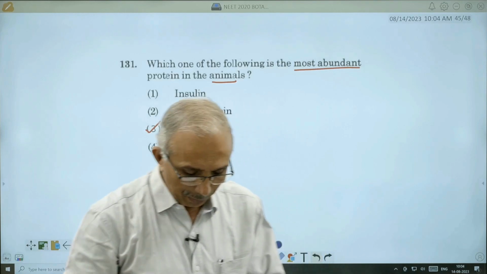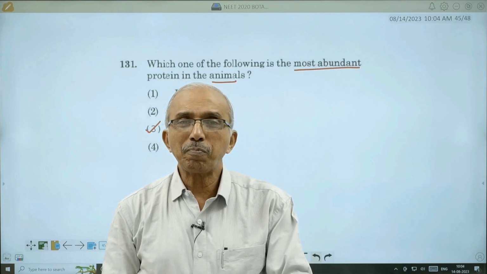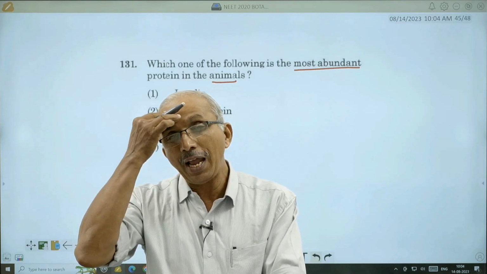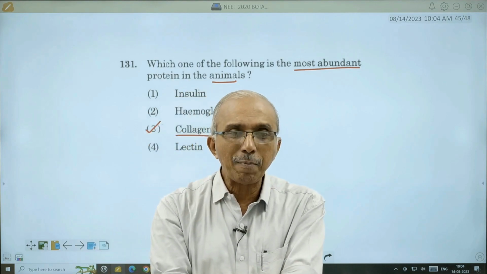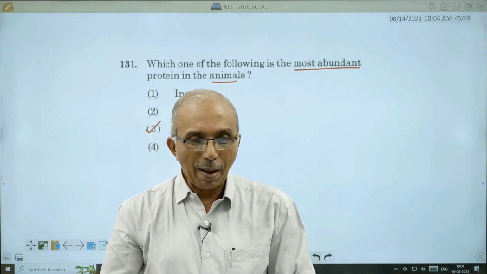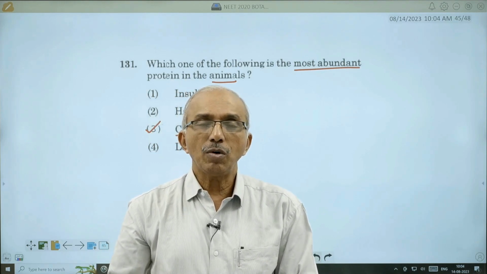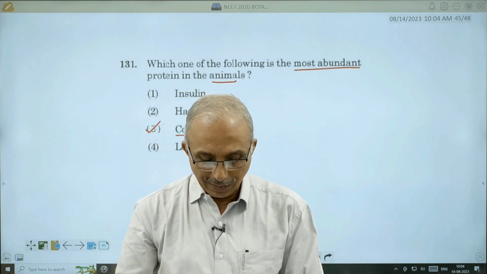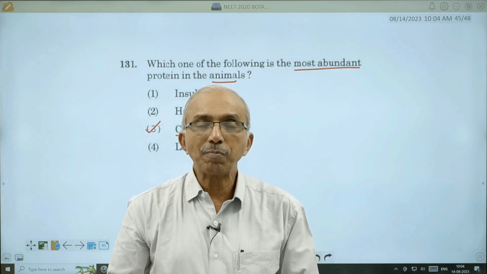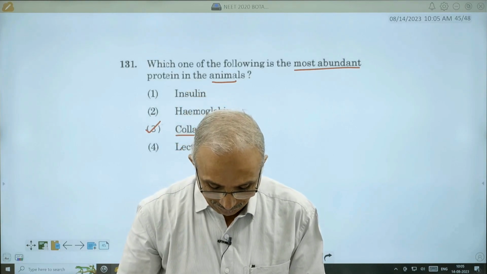Then the most abundant in plant is rubisco. Most abundant in plant and also most abundant in the biosphere is rubisco, the enzyme which takes part in the dark reaction of photosynthesis.